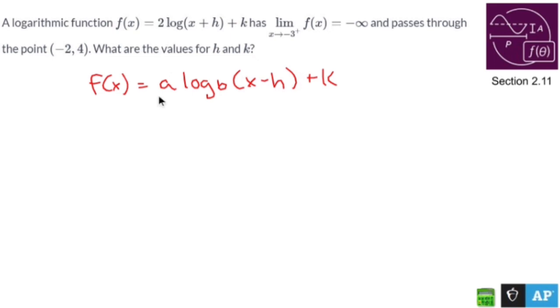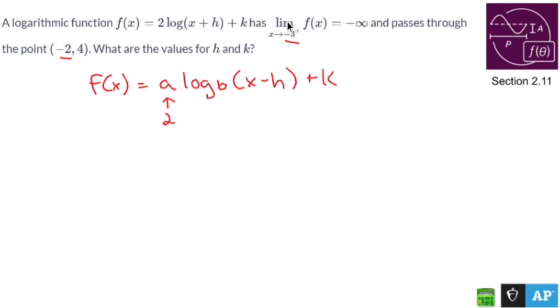Now, what do I have? A is 2. And that gives me a vertical stretch here. Not really going to affect based off of the two numbers that I see here. We'll get to that in a second. Okay, log base b, again, not going to really affect anything. Log base 10, not going to affect anything. Don't worry about it. This is what I have to worry about, this statement right here.